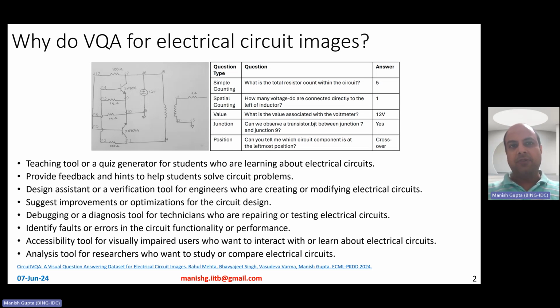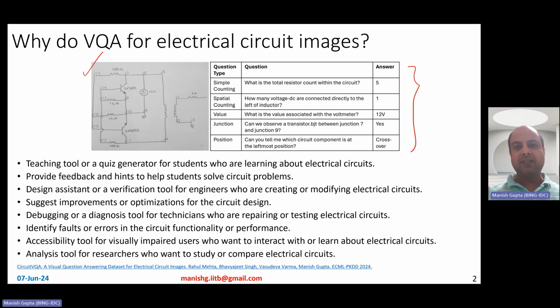Why should we do visual question answering for electrical circuit images, and what is it? Let's talk about that. Here is an electrical circuit image. As you see, there are several resistors and battery and inductors and transistor and whatnot. On this one can actually ask these kinds of questions.